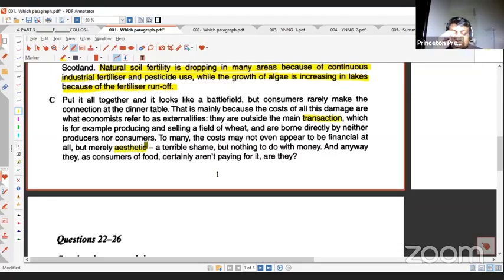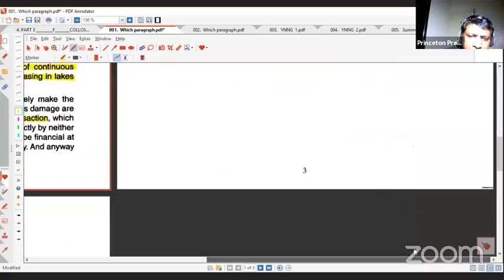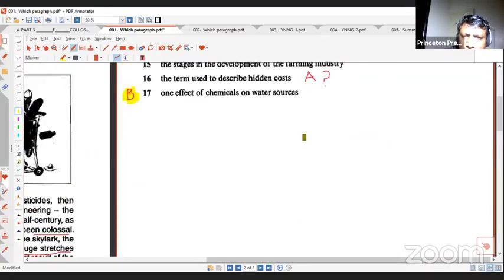Because you are destroying the fields. A terrible shame, but nothing to do with money. It's not about the money. And anyway, they, as consumers of food, certainly aren't paying for it. Are they? They're questioning whether they are paying it or not. Okay, so what we have read, they're talking about some kind of hidden cost.